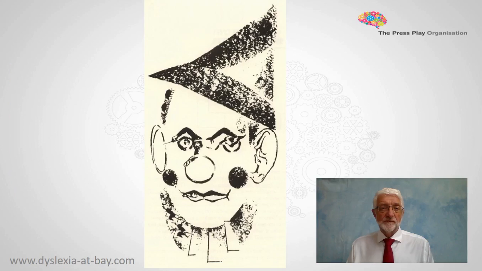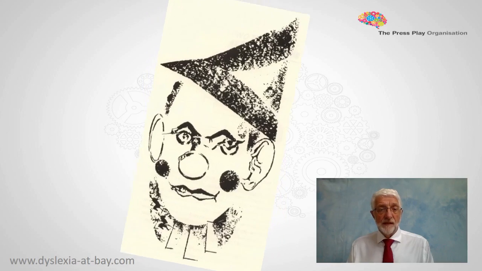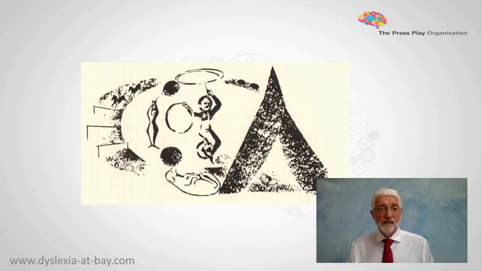Let's take another picture. Here we take a picture of a clown. A picture of a clown is a picture of a clown. However, if we rotate the picture, suddenly the picture of a clown becomes the picture of a man on a unicycle and a tent beside him and a dog on his nose.